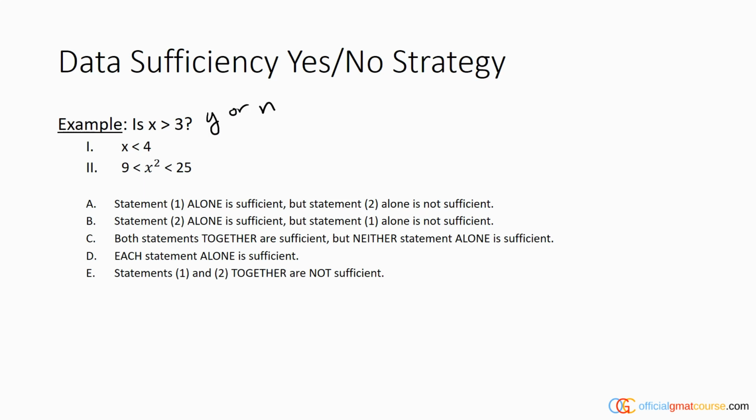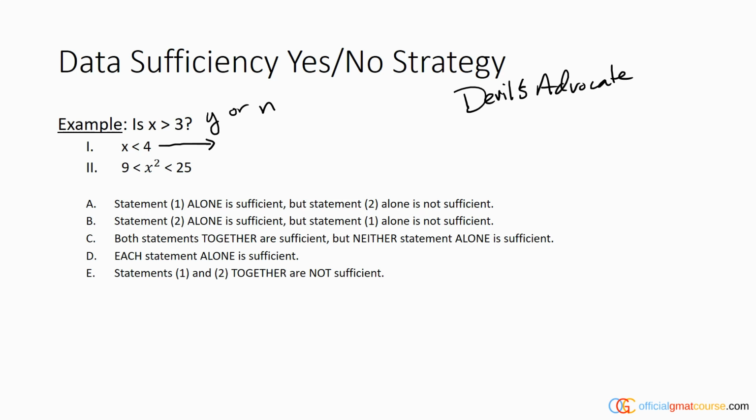Statement 1 says x is less than 4. Now, this is where strategy comes in. I'm playing devil's advocate, okay? And by playing devil's advocate on data sufficiency, we can solve problems intuitively without worrying about a ton of extra math. So I know that this might be obvious for some people right away, and the way that you're thinking about it is probably by playing devil's advocate anyways.